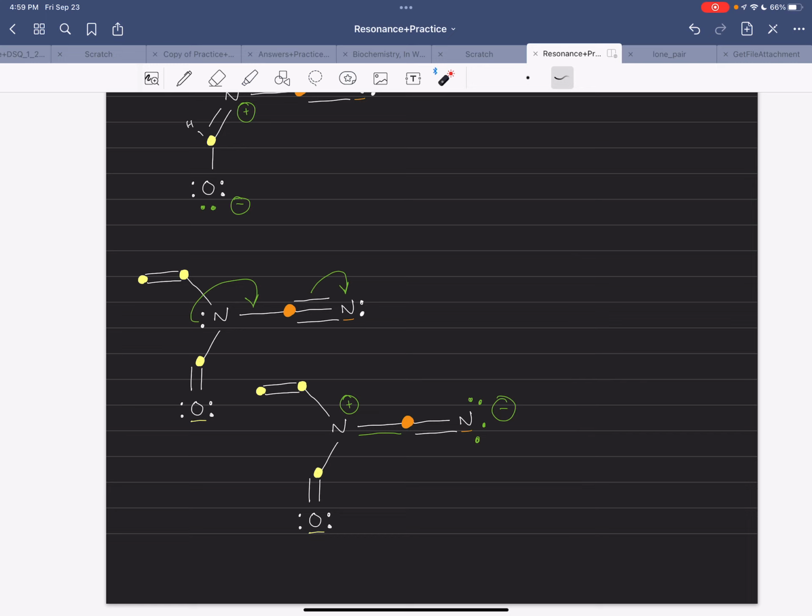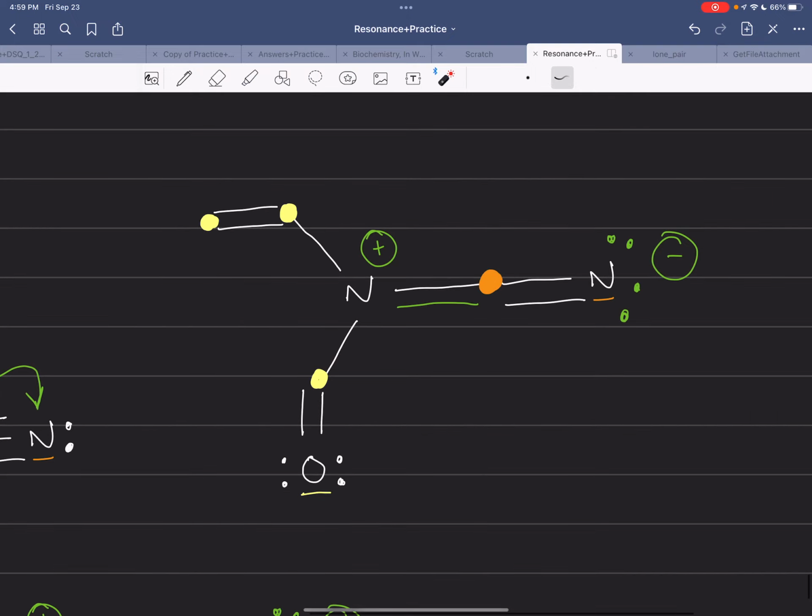We could potentially move this pair of electrons from the pi electrons this way, creating a triple bond. Let's give that a try, just for the sake of trying something, because this nitrogen now is sp2 hybridized. So let's just see. Let's play around and see what happens.